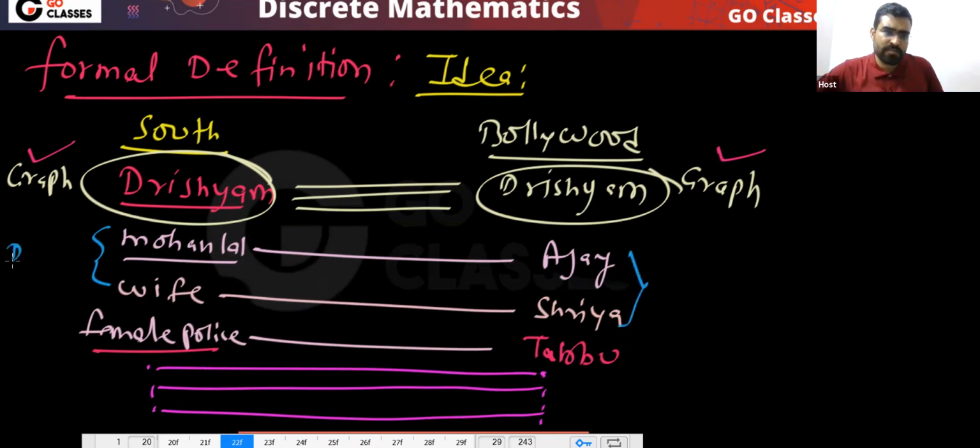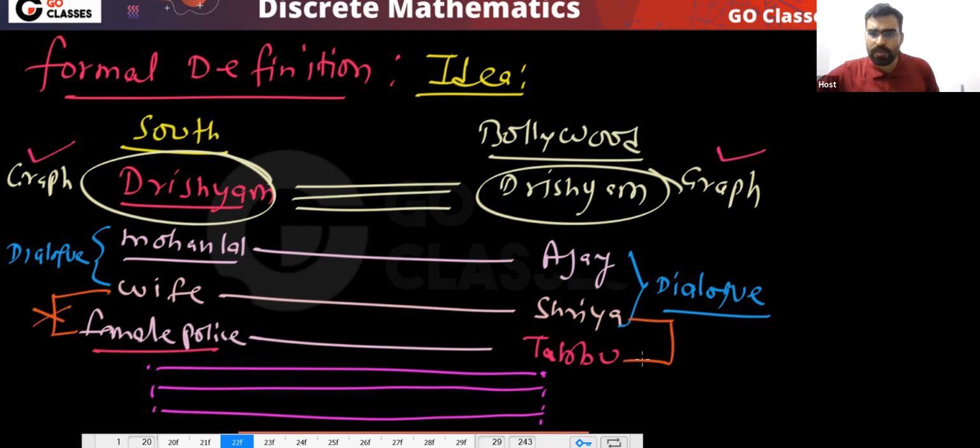If you have some dialogue here, then that same dialogue should be here also. And if there is no dialogue between these two, then there should be no dialogue between these two. Yes or no? Because this corresponds to this and this corresponds to this. So if they do not have any dialogue in this movie, then they should not have any dialogue in this movie. I hope this example is clear.